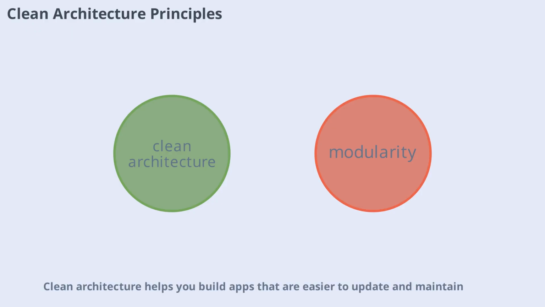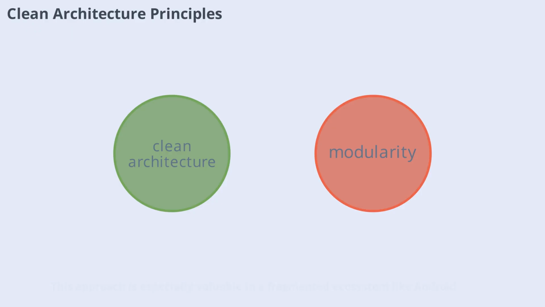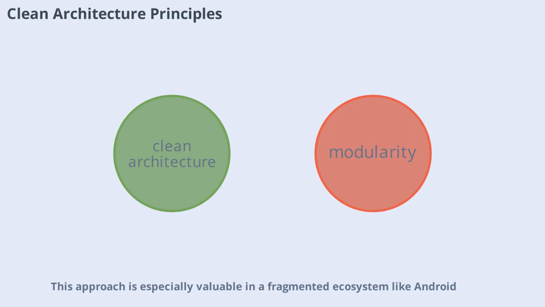Clean architecture helps you build apps that are easier to update and maintain. By separating concerns and keeping your code modular, you can add new features or fix bugs without breaking existing functionality. This approach is especially valuable in a fragmented ecosystem like Android.